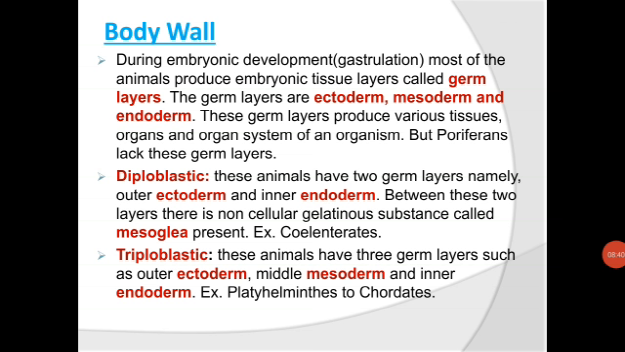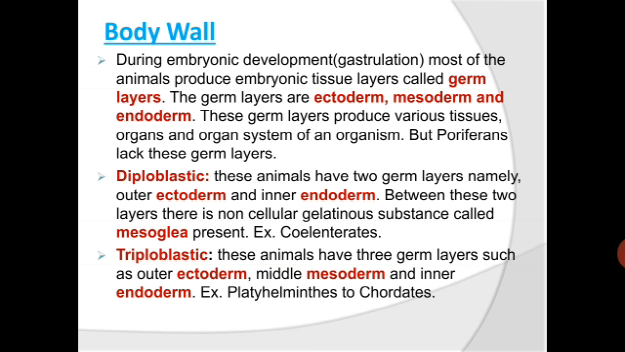Coming to diploblastic, these animals have two germ layers, namely an outer ectoderm and inner endoderm. Between these two layers, there is a non-cellular gelatinous substance called mesoglea present. It is observed in coelenterates. So here in diploblastic, there are two germ layers present, outer ectoderm and inner endoderm. So they are called diploblastic, derived from two germ layers. This is seen in coelenterates.